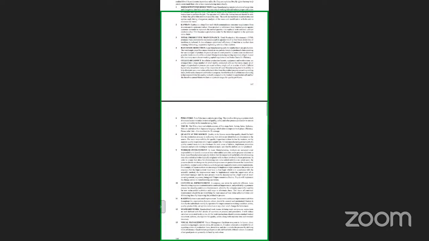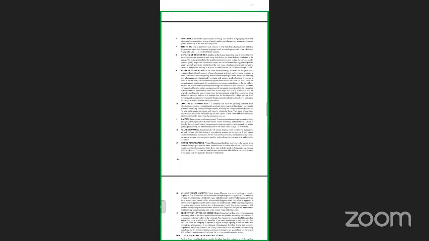And the 5S. The 5S is a lean tool which consists of 5 steps, that is Seiri, Seiton, Seiso, Seiketsu, and Shitsuke, taken from the Japanese language, which aims to improve workplace efficiency.